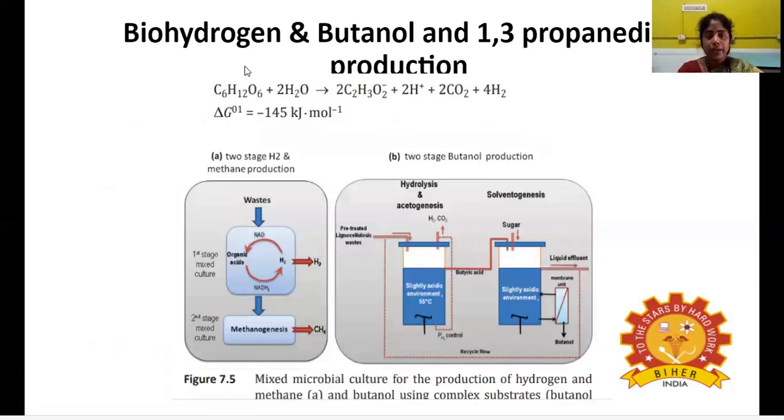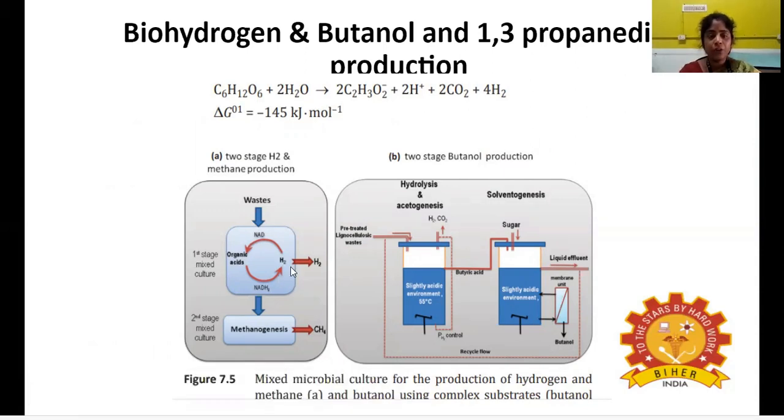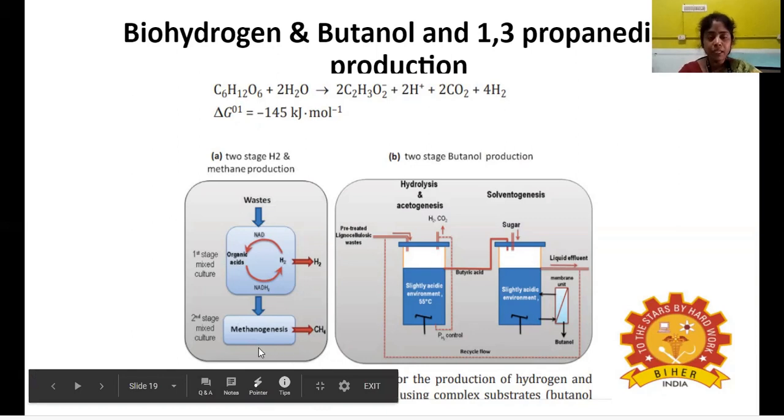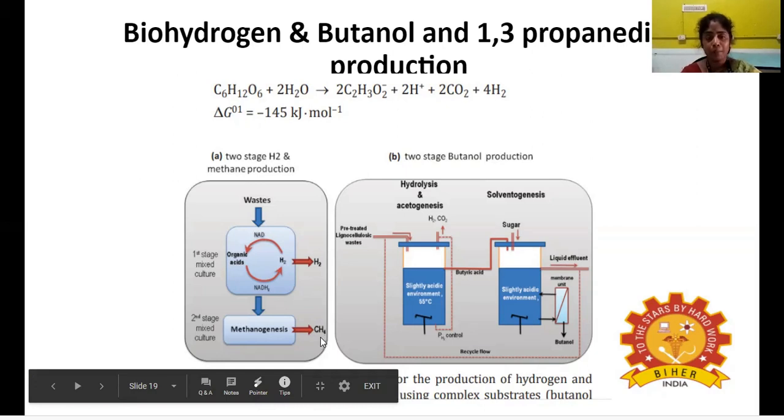The next one is biohydrogen production and butanol production. Here we can see there are two stages in which methane biogas can be produced. The first stage is a first mixed culture, where you give the base so that it is treated to give you hydrogen, as well as the evolution of carbon dioxide. In the second stage, a second organism is utilized in the case of a mixed culture, mainly methanogenic bacteria. It acts on it and gives you the methane.